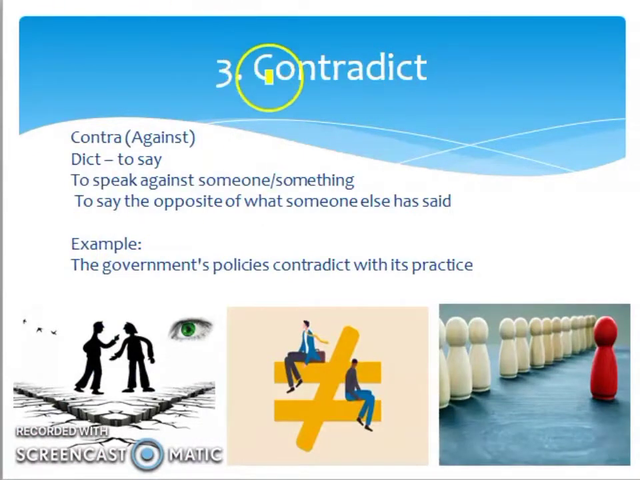Contradict. So let's break it down. The first chunk, contra, which is serving as a root, means against. And the second root, dict, means to say or to speak. So what it means when we say contradict is to speak against someone or something, to say the opposite of what someone else has said, right?